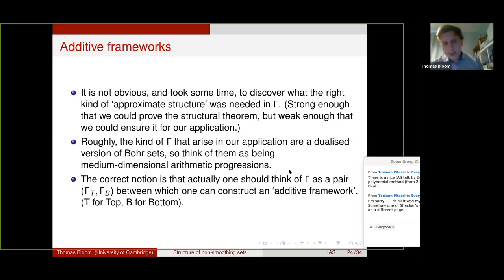And this led us to the notion of what we call an additive framework. In fact, the correct way to think about it is to think of gamma not as a single kernel, but as a pair of kernels, gamma sub T and gamma sub B. T is for top, B is for bottom. And we think of gamma T up here, which contains gamma sub B at the bottom. And between them, we want to construct an additive framework. This is a terminology that we introduce in our paper. Basically it's a scaffold on which the proof of the structural theorem can be carried out.